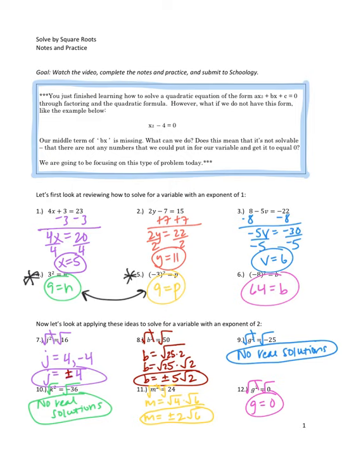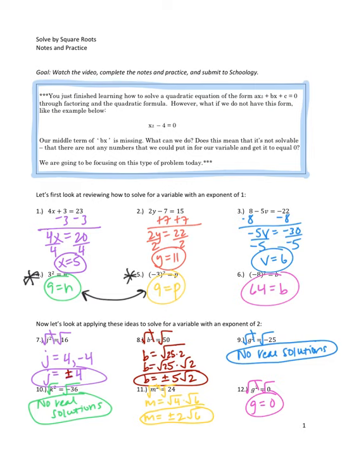Now for 12, we actually have a solution. But there's only one possible solution. Whenever we take the square root of 0, you only have 0. 0 is not a positive or negative number. It is essentially a neutral number.